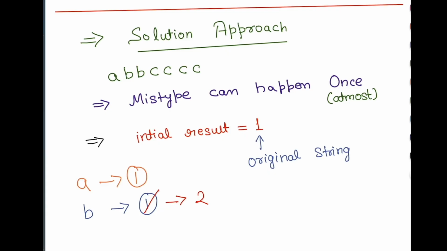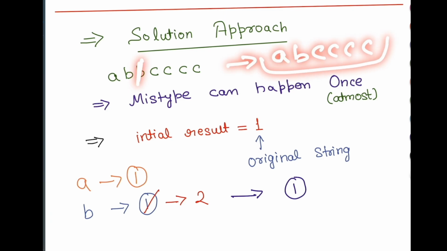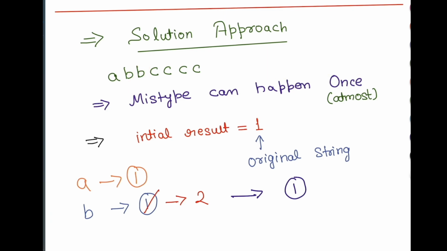So I can say if I have typed B 2 times, I get one more possibility. Initial result was 1, I get one more possibility. That's because I have B 2 times. I can remove this one character B and I can say A, B, C, C, C, C is another possibility, right? So now my result is 2, right?